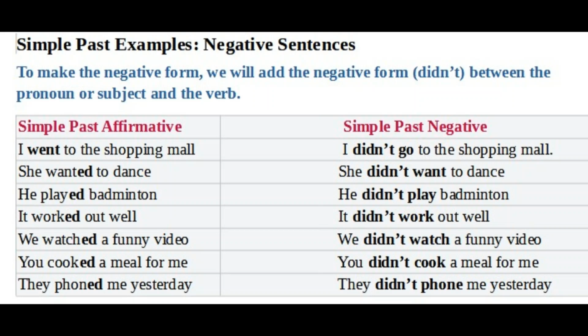Simple past examples. Negative sentences. To make the negative form, we add didn't between the pronoun or subject and the verb. Simple past affirmative. I went to the shopping mall.